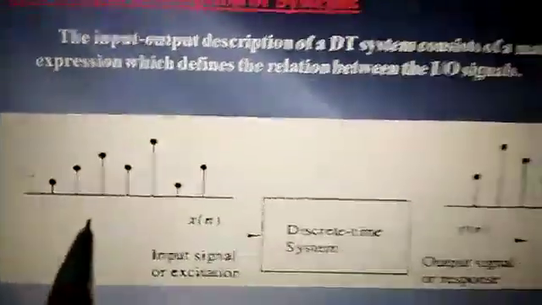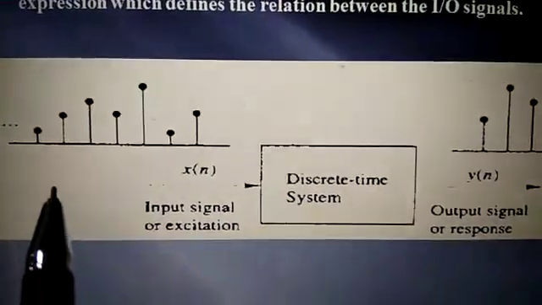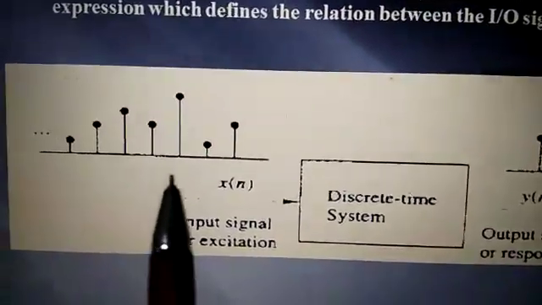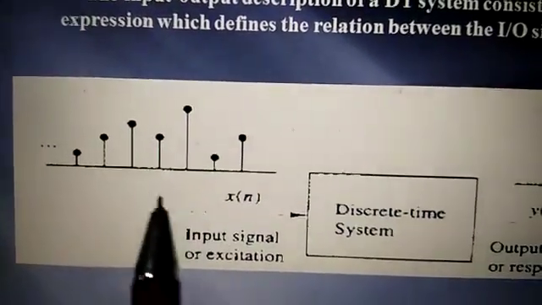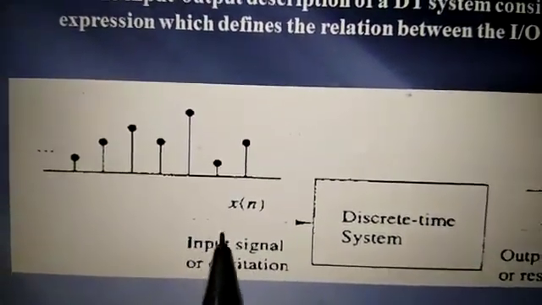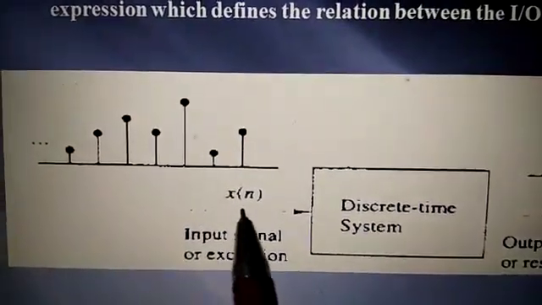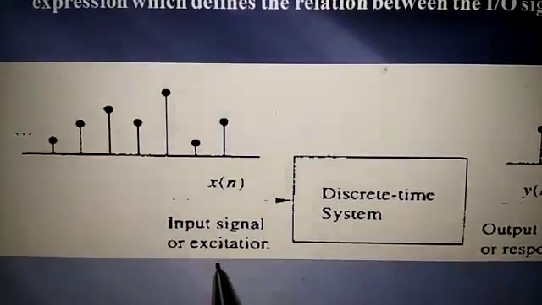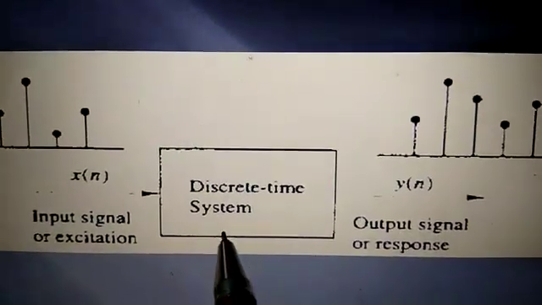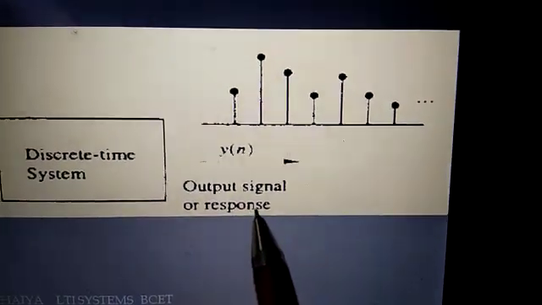Let us see. This is the input, and here you assume that in digital systems, that is in a discrete time system, the input is in terms of the discrete time signal, that is x of n, not x of t. It is a discrete time signal. So let us suppose this is the input signal x of n, or this is called an excitation applied to the DTS, discrete time system, and y of n is the output signal response.